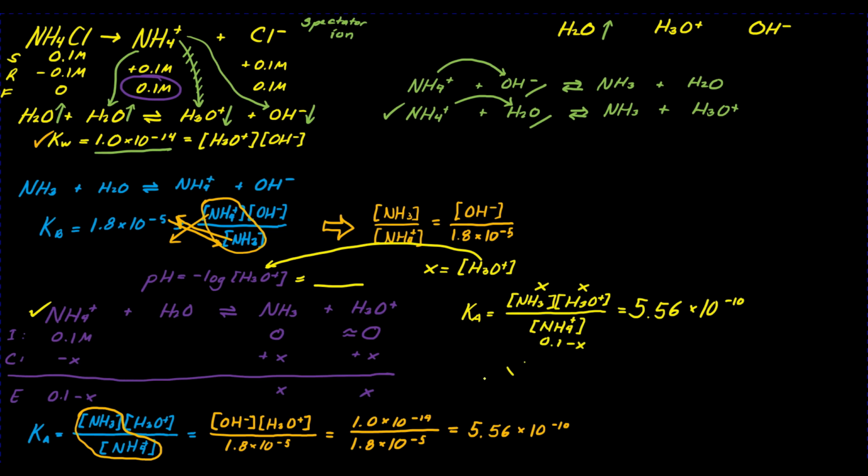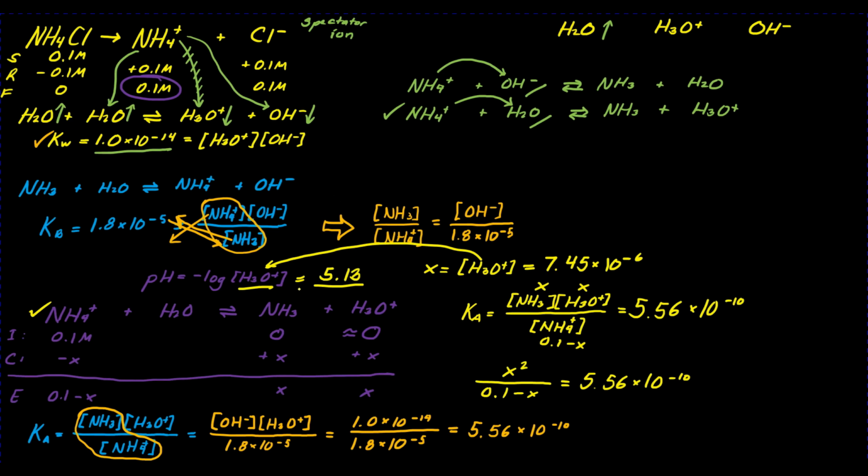So let's rewrite this: x squared, x times x, over 0.1 minus x, is equal to 5.56 times 10 raised to negative 10. Solve for x. Again, solve for x. x is also the concentration of hydronium ion. So the value of x is 7.45 times 10 raised to negative 6. This is the value that we will place here in order to get the pH. And the pH is, what did we predict? We predicted a pH that is less than 7, and the value of this one is 5.13.